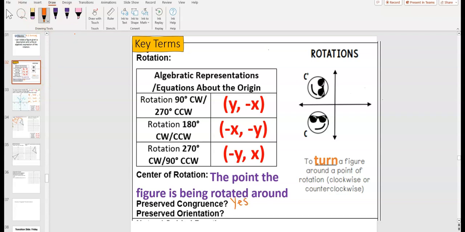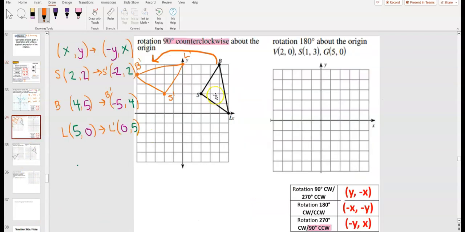But no, it does not preserve orientation, because my smiley face rotates and turns to the side, so it's not facing the same direction anymore. Same thing here. This triangle is rotated and in a different location, but it is the same triangle.